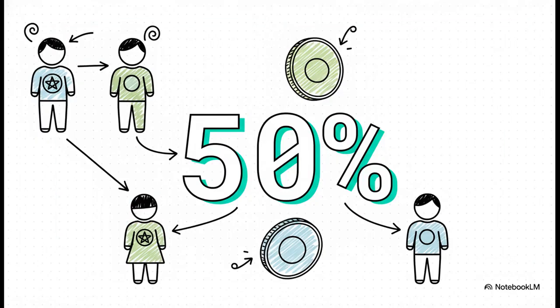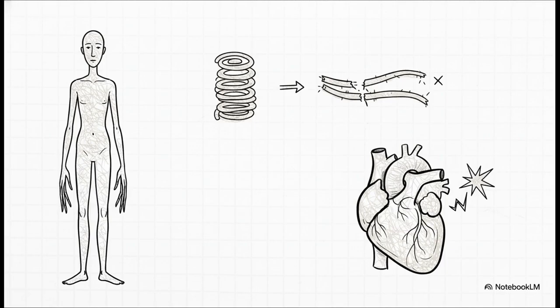This right here shows you the odds for an autosomal dominant condition perfectly. If one parent has it, every single child they have has a 50-50 shot of inheriting it. It's a coin toss, really, but one with huge consequences. A classic example you have to know is Marfan syndrome. This is a defect in the FBN1 gene, which messes with the body's connective tissue.